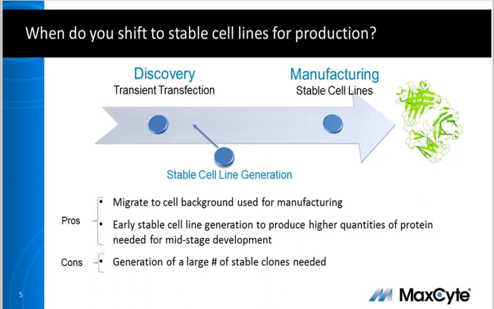Lastly, if the stable cell line generation is delayed until the later phases, the process to get the low quantity of protein produced transiently may limit the degree of antibody characterization that can be performed. So researchers, again, face a delicate balance between the cost of resources required to produce a large number of stable cell lines early in development versus the relevance of the data being generated and the amount of protein you can produce.